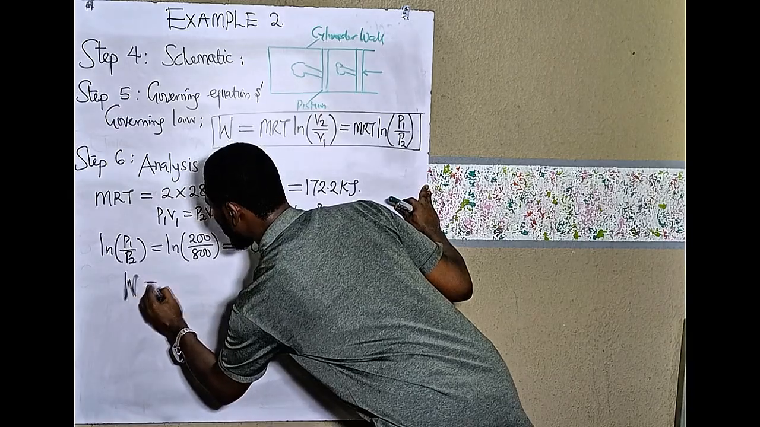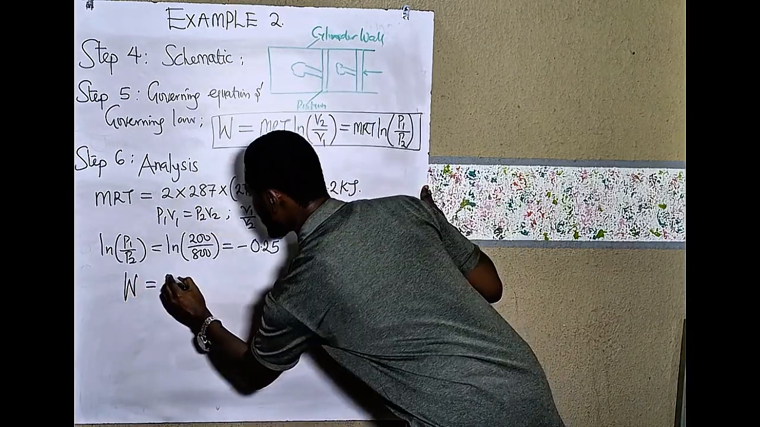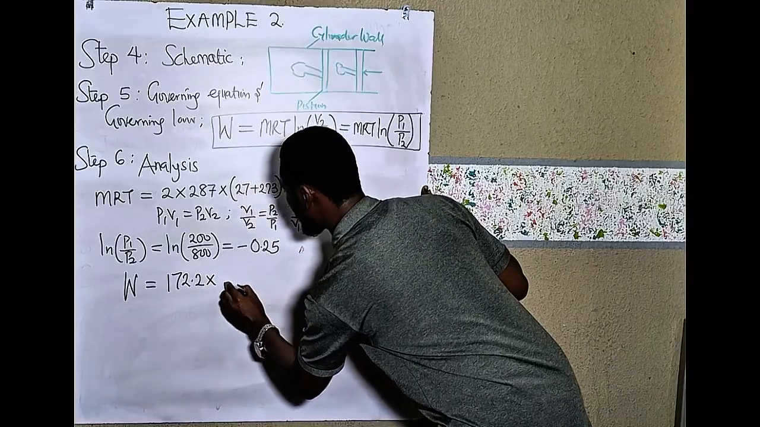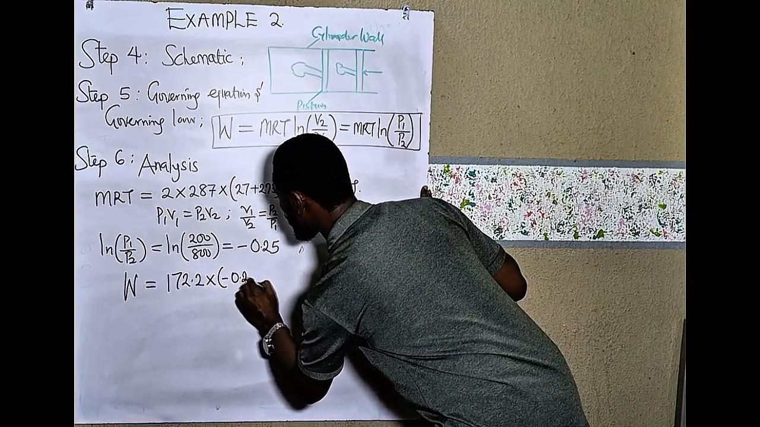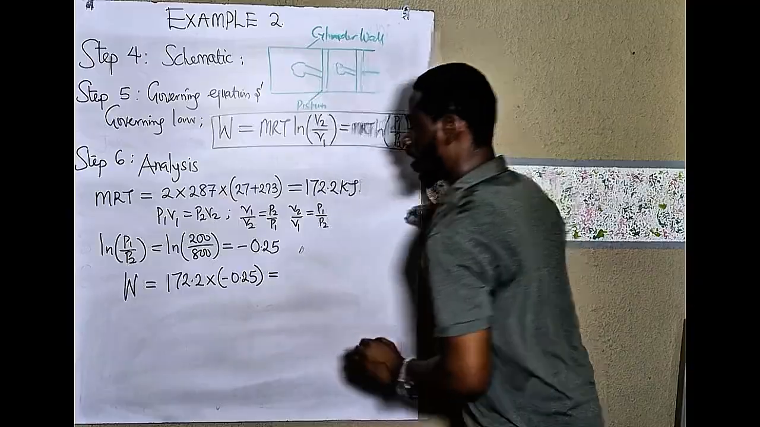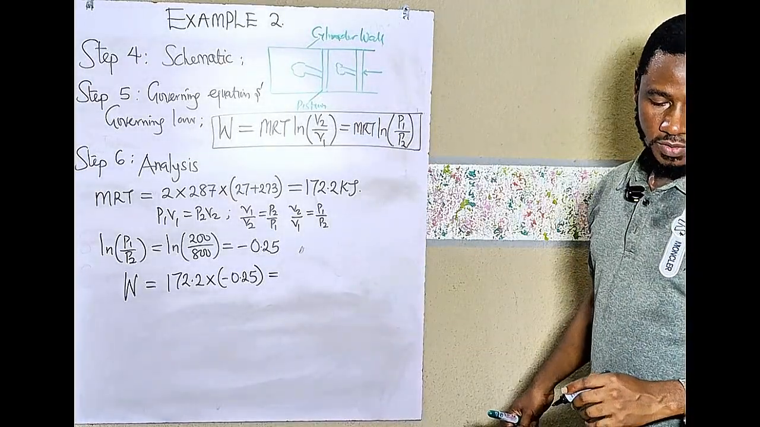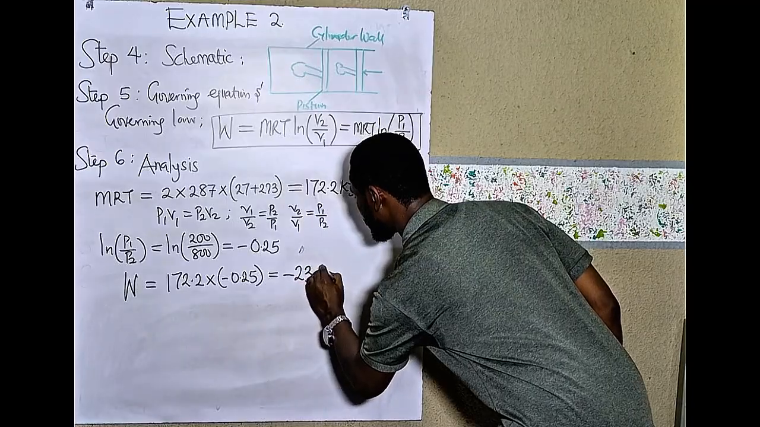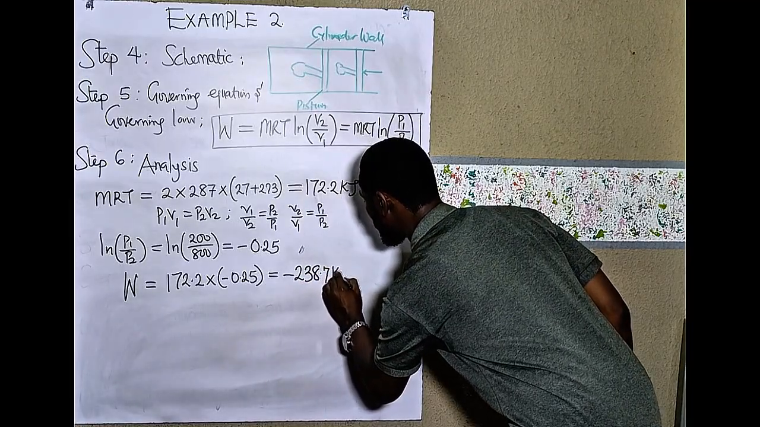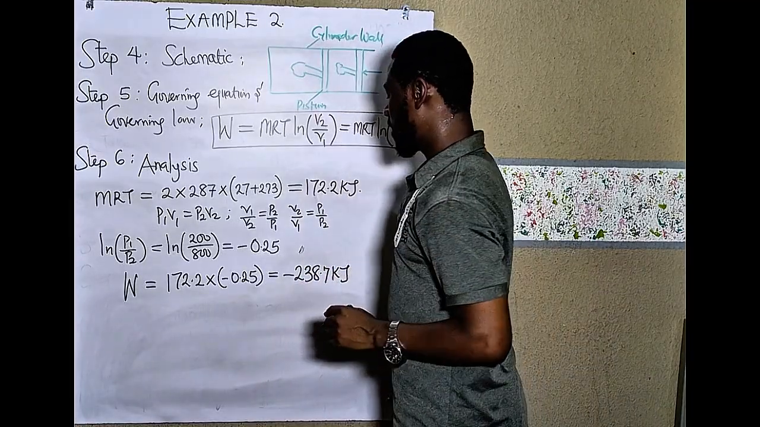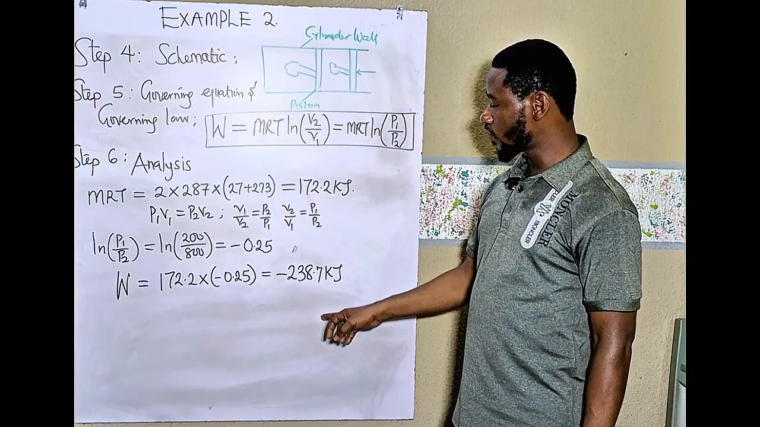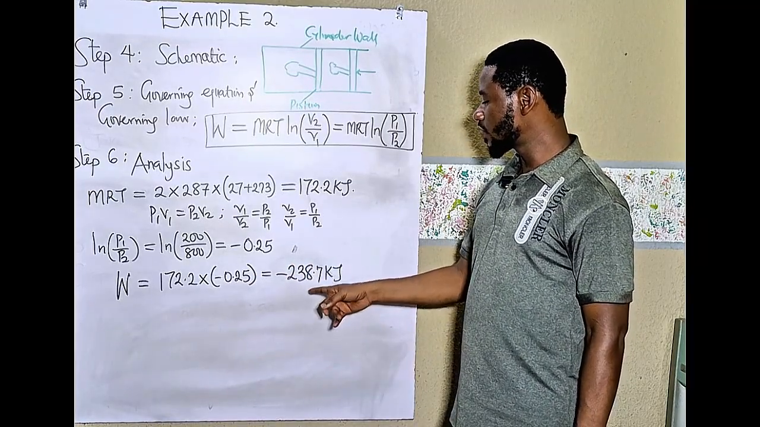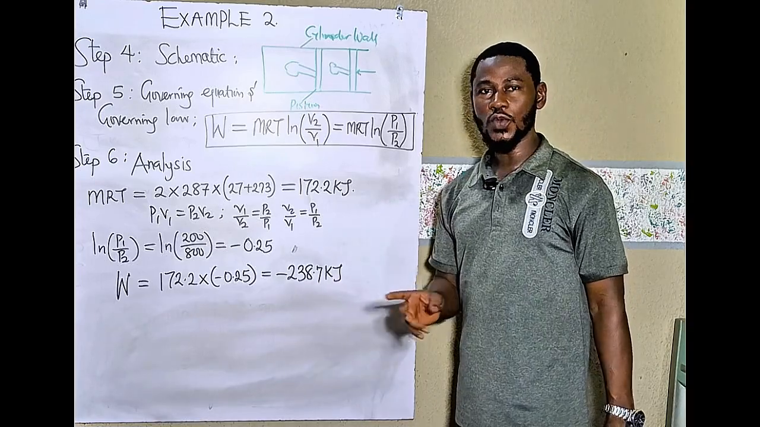Now, substitute the value of mRT and ln in this equation. The work done becomes 172.2 multiplied by minus 0.25, and the answer becomes minus 238.7 kilojoule. The negative sign in the solution of work indicates that the work is done from the surrounding to the system.